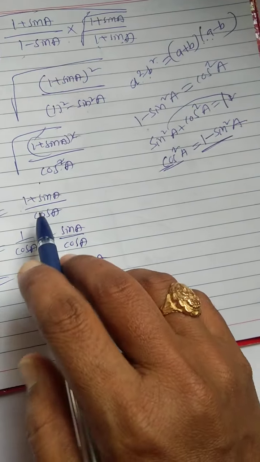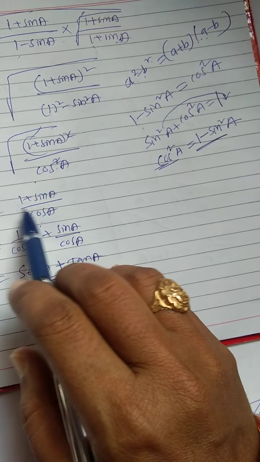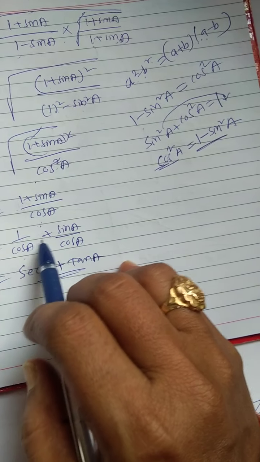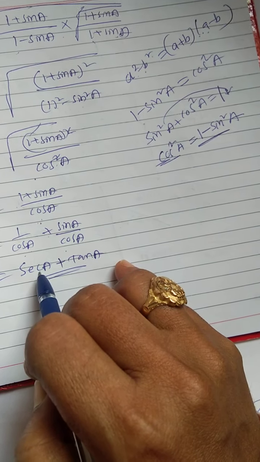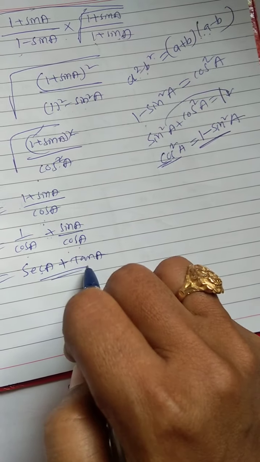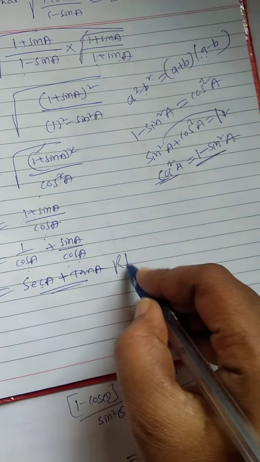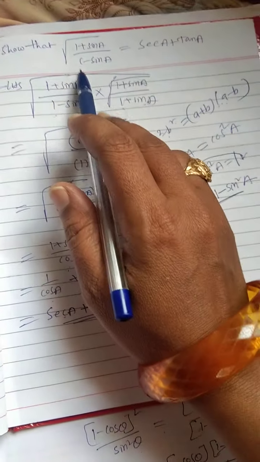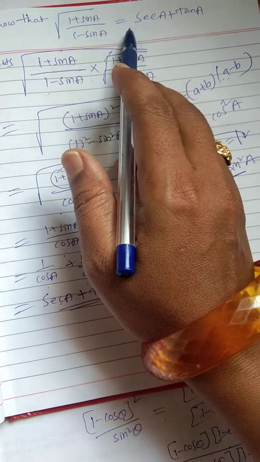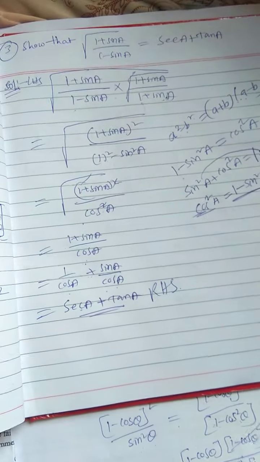See here, for the denominator cos a you have to write individually: 1 by cos a plus sin a by cos a. Here 1 by cos a means sec a, plus sin a by cos a we can write as tan a. Okay, we got it, RHS. So we can write LHS is equal to RHS, that is square root of (1 plus sin a) by (1 minus sin a) is equal to secant a plus tan a. This is the third question answer.